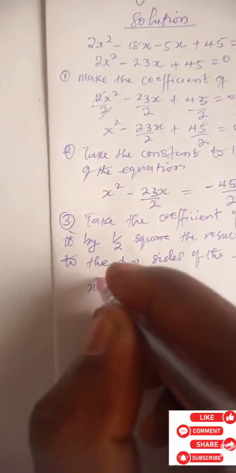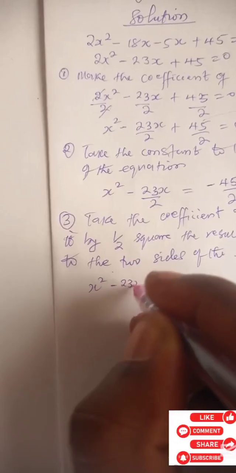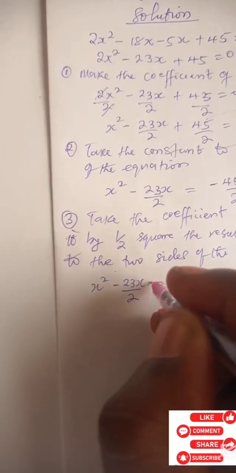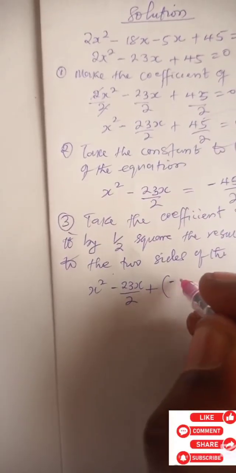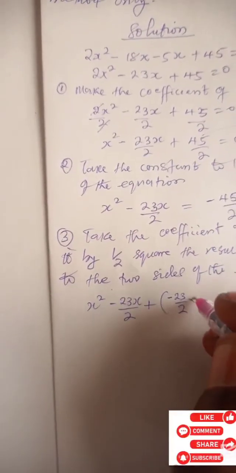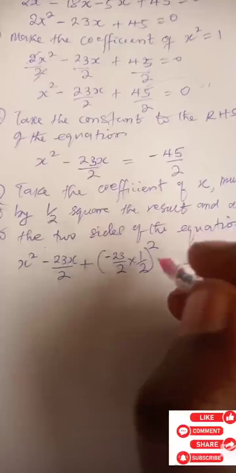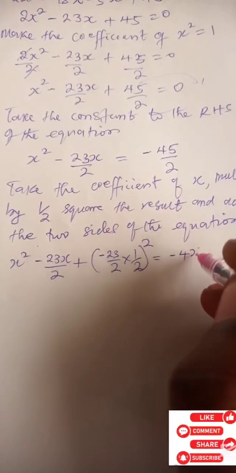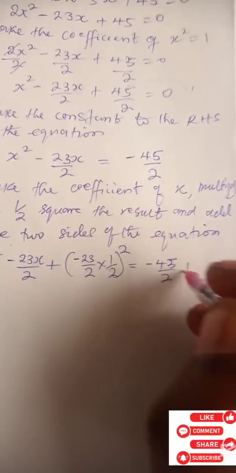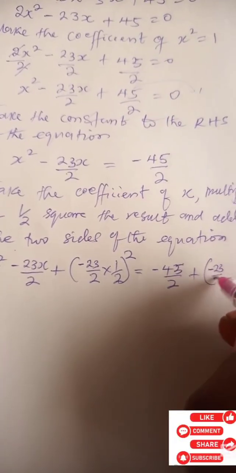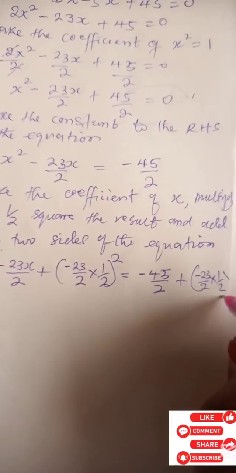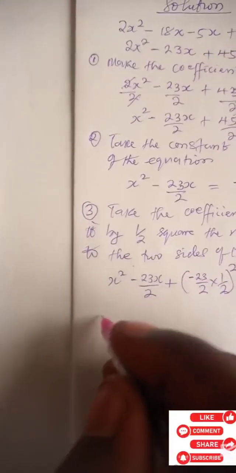So here we're going to be having x squared minus 23x over 2. So we are taking this coefficient of x, which is minus 23 over 2, multiply it by half, squaring the result, and adding it to both sides of the equation. So we'll do same thing this way too, minus 45 over 2. So we add this same value to the other side of the equation, minus 23 over 2 times half, or square.